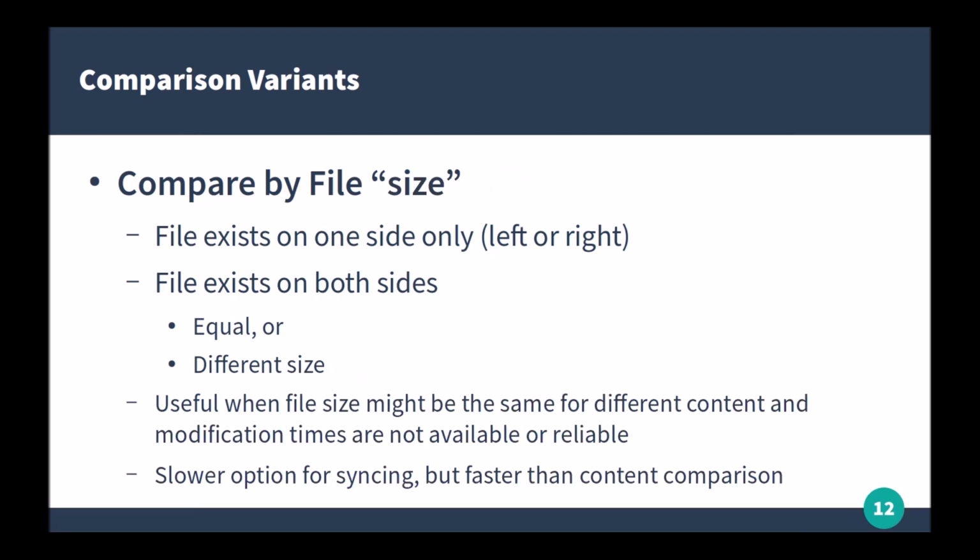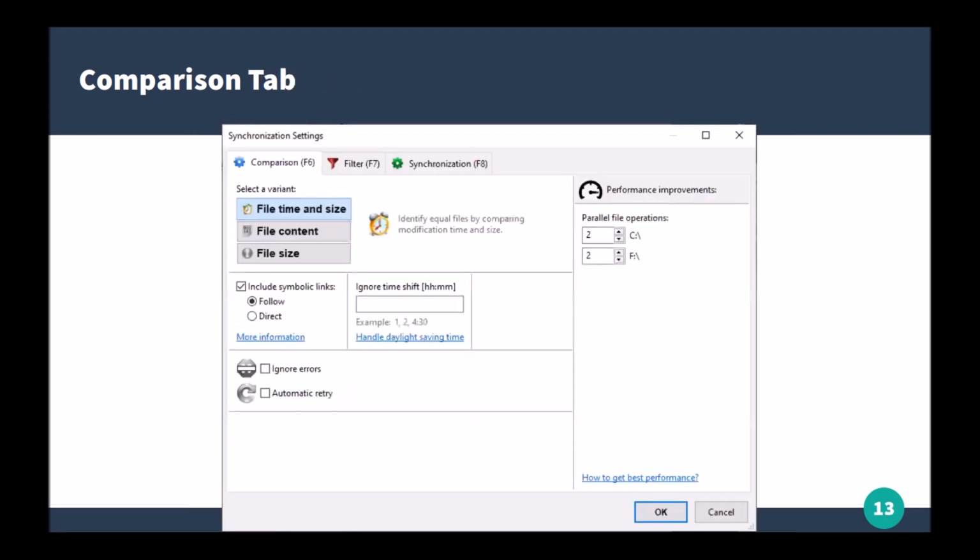We can also do it by size. Now that's a little bit tricky, excuse me, because we know that there can be two files with the same size, but they have different content. So this one is not as slow as going by content, but it's still slower because it's got to try to compare the sizes and all. But it will tell you that there's a difference on one side or the other.